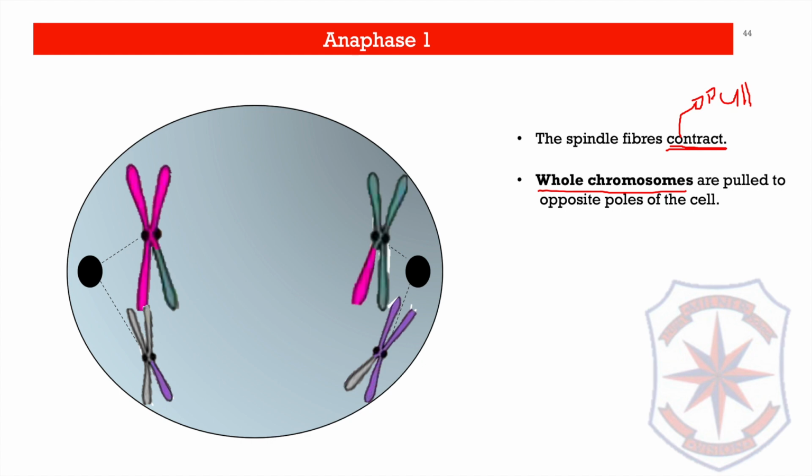All right? As you can see, we have half the number of chromosomes on the left pole and half the number of chromosomes on the right pole. They were pulled to the opposite poles of the cell due to the contracting spindle fibers. All right, so if this was a human cell, we would have 23 chromosomes on one pole of the cell and 23 chromosomes on the other pole of the cell. And that is the end of anaphase 1.